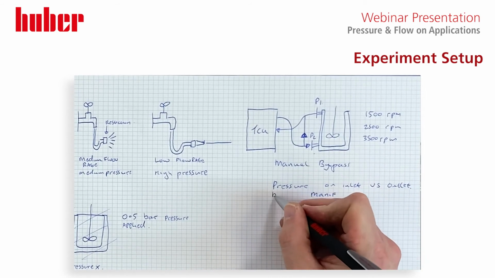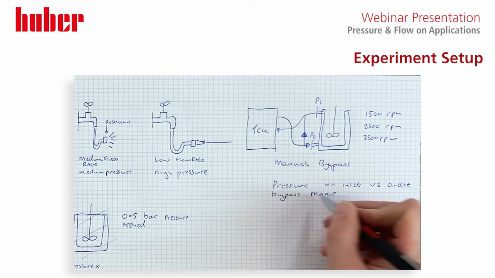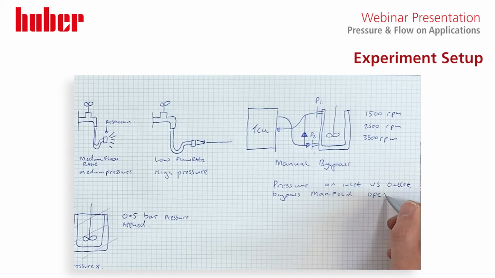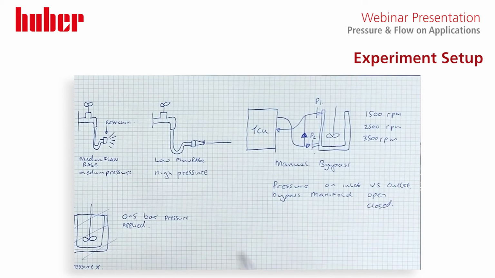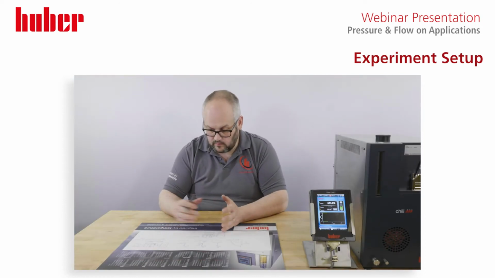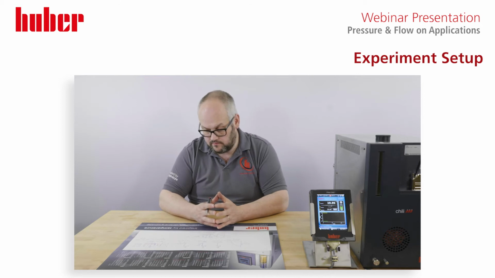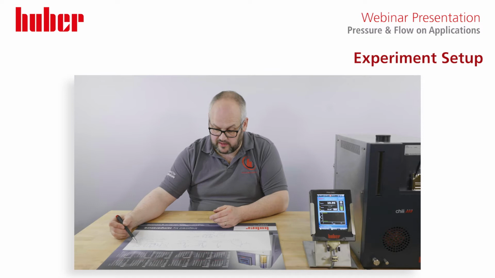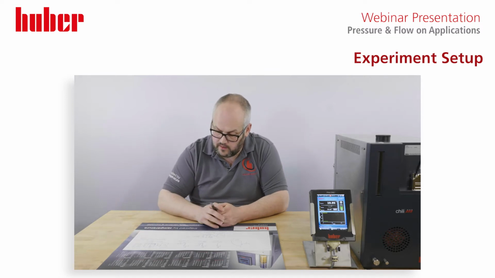And then we're going to do this in two cases: bypass manifold open and closed, to see, can we get a fine balance to know the ideal setup? Do we need a bypass manifold? Can we adjust the pump speed? Will that give us enough of a difference on the inlet and outlet?